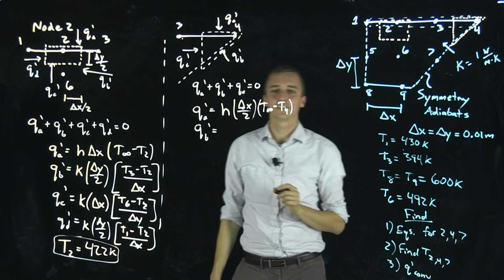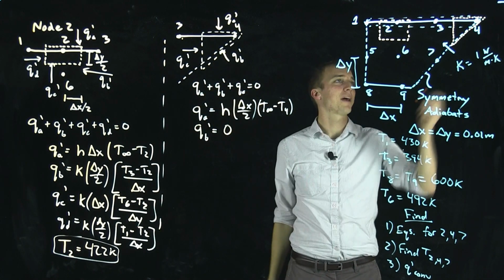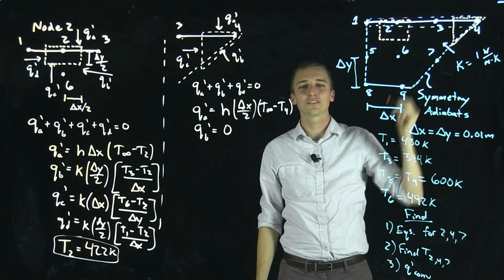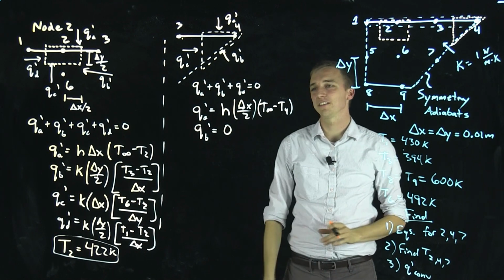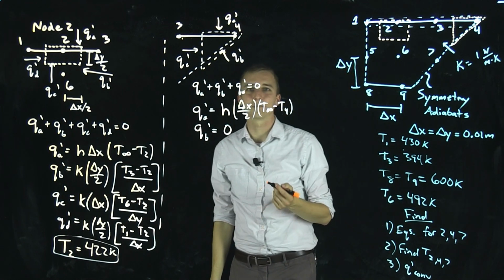QB prime is just equal to 0. Remember, this is crossing a symmetry adiabat, which by definition is a place where heat transfer is not crossing, as long as that heat transfer is perpendicular to the line of the symmetry.